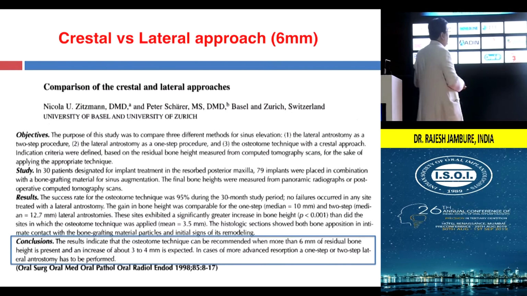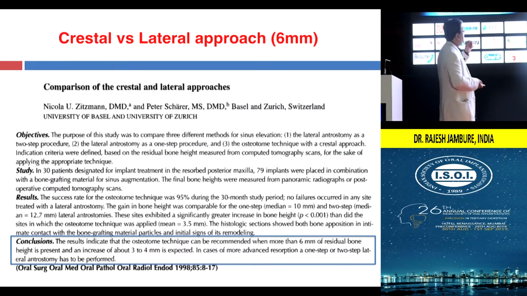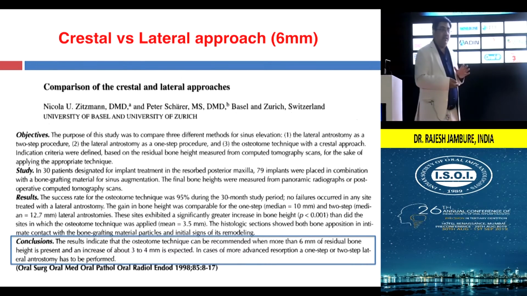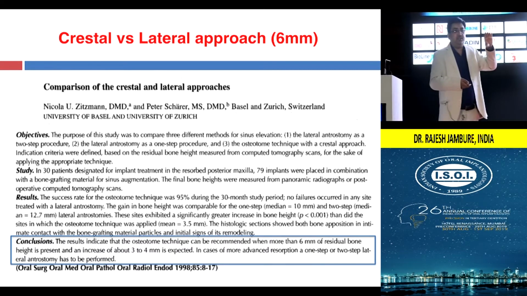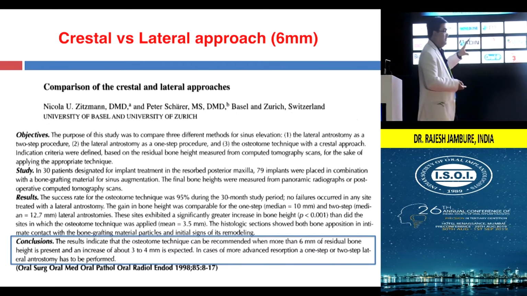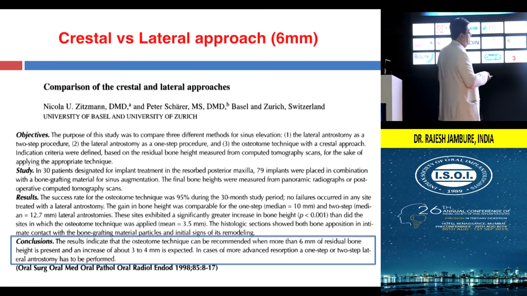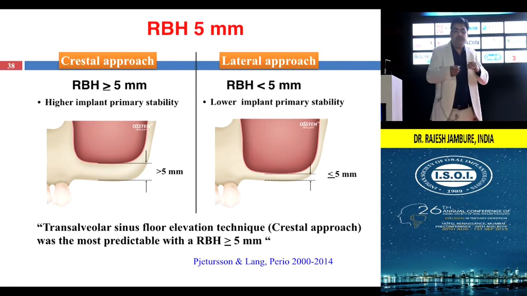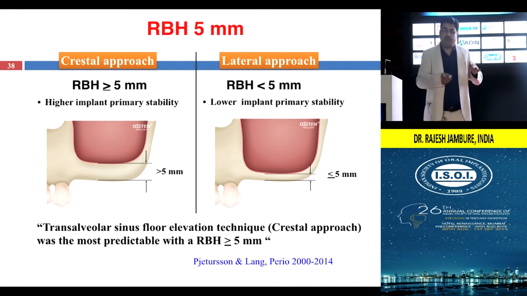So multiple criteria are given. Even if you see the article by Nicola Zitzman, they say that if you have a 6 mm RBH, you need to just lift it 3 to 4 millimeters. So the comparative results with this 6 mm RBH are better than the other techniques. Now these were before 2000.